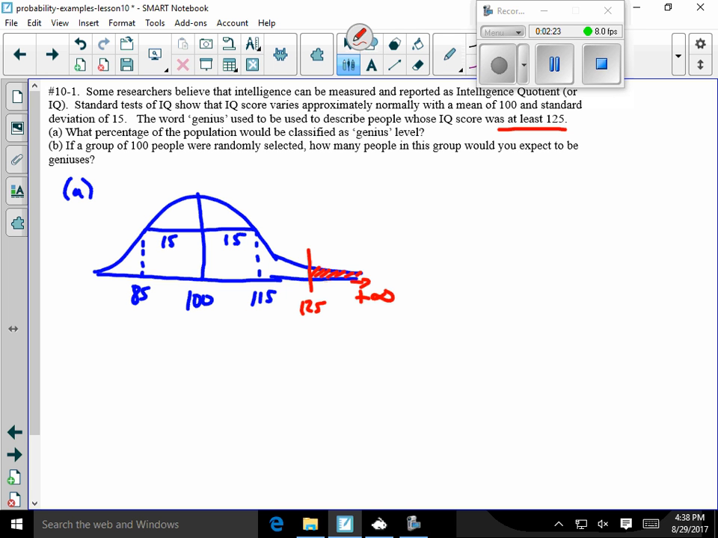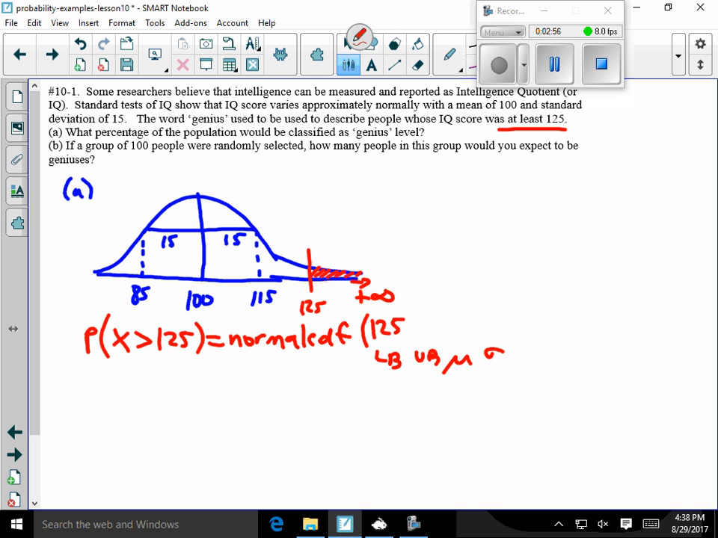Okay, so we have a couple of calculator functions that allow us to find this area under this probability density curve, so we don't have to resort to calculus. I'm going to write it as a probability, that an individual person would be classified as a genius and have an IQ above 125. We can use the normal CDF function for that. The normal CDF function accepts a lower boundary, an upper boundary, a mean, and a standard deviation. So the lower boundary of this shaded area would be 125. The upper boundary would be infinity, so I'm just going to put a very large number in, like 999. And then the mean would be 100, and the standard deviation would be 15.